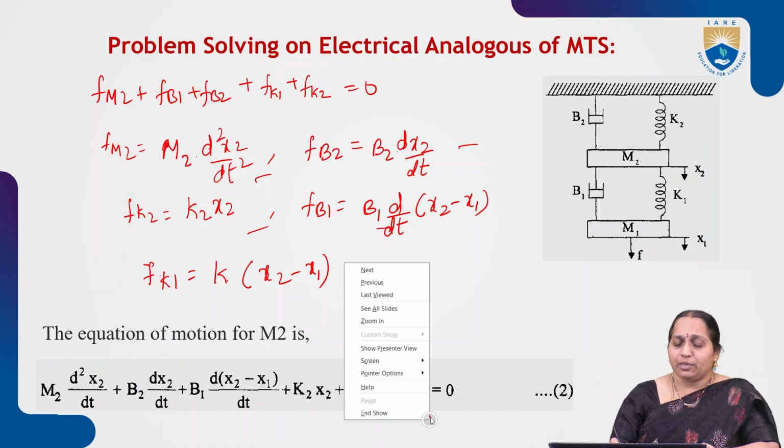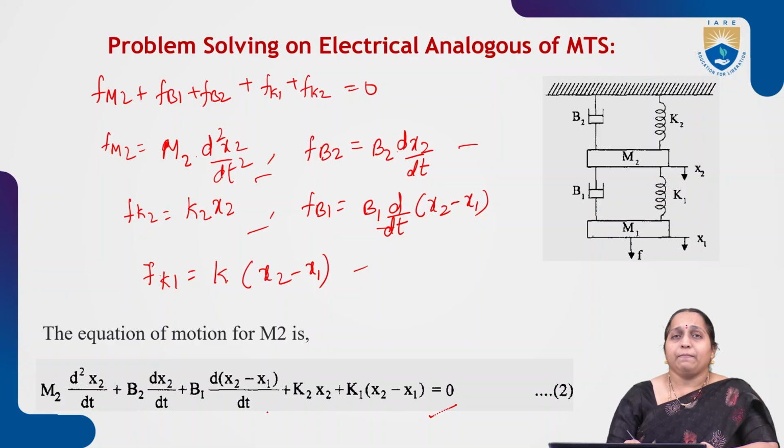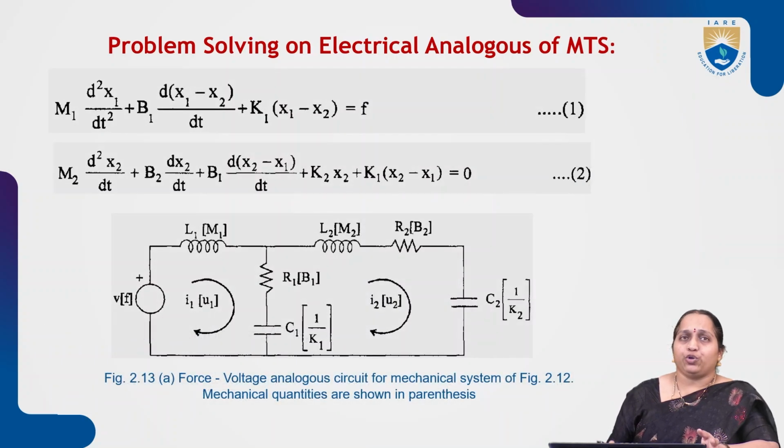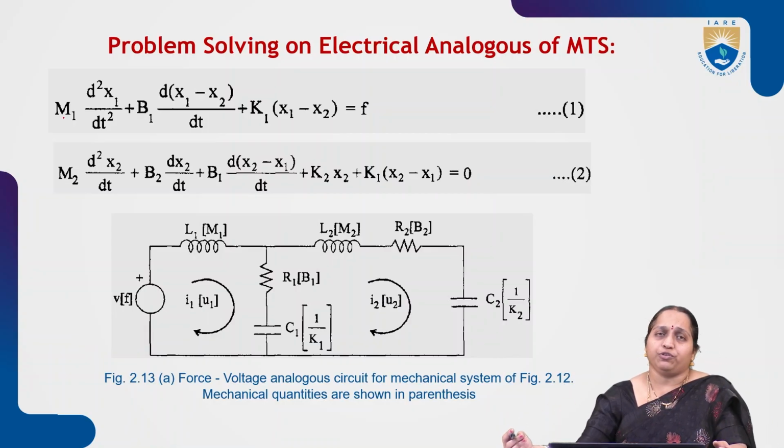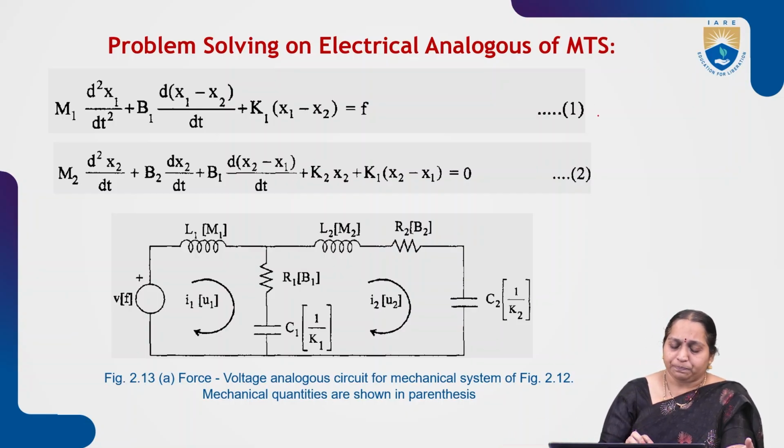The equation of motion for mass m2 is given as m2 into d square x2 by dt square plus b2 into dx2 by dt plus b1 into d by dt of x2 minus x1 plus k2 into x2 plus k1 into x2 minus x1. The sum of all these forces is equal to 0. So from the equation of motion for mass element m1 and the equation of motion for mass element m2, you can write these two equations like this.